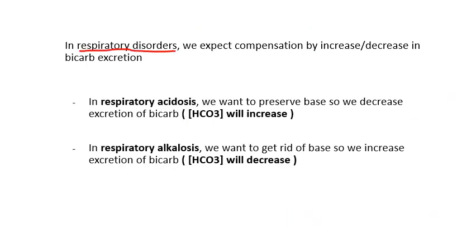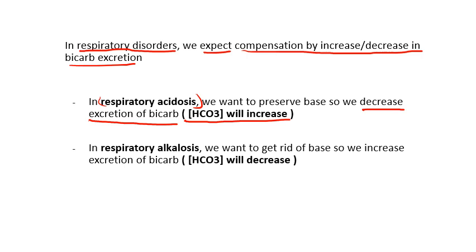So in respiratory disorders, we expect compensation by a decrease or increase in bicarb excretion. In respiratory acidosis, we already have acid, we want to preserve base. So what we will do is decrease the excretion of bicarb. That will result in preservation of bicarb, and as a result bicarb levels in the blood will increase. So you will often see that bicarb levels will be more than 24 in respiratory acidosis.